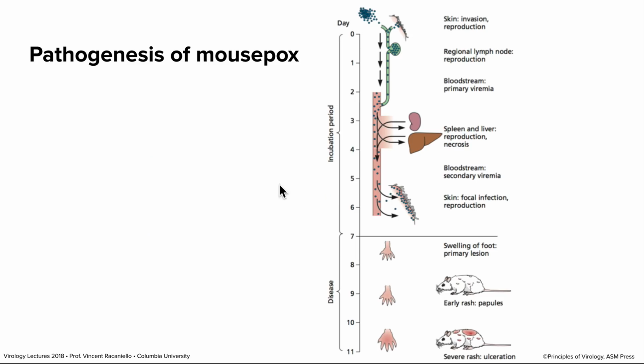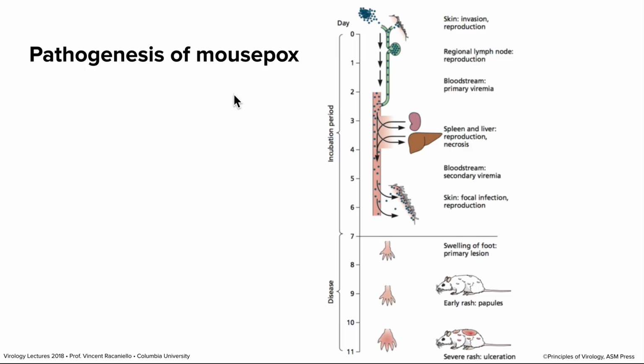Here's a summary of the pathogenesis of an infection in mice. It's infection of mice by a virus called mousepox. This can be used as a paradigm for how a virus spreads in the host. These were experiments done many years ago by an Australian virologist by the name of Frank Fenner. These were classic experiments that established many paradigms for understanding how viruses spread.